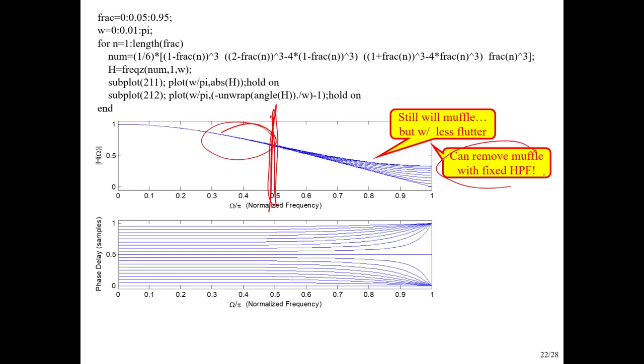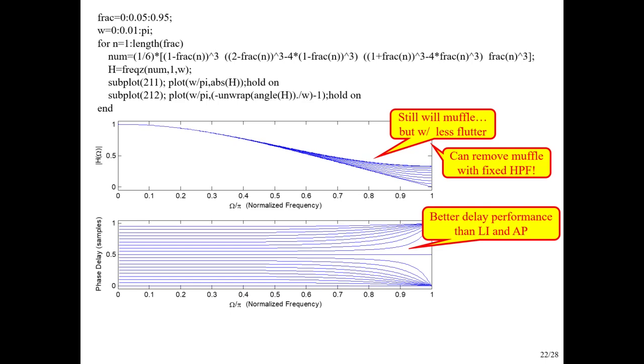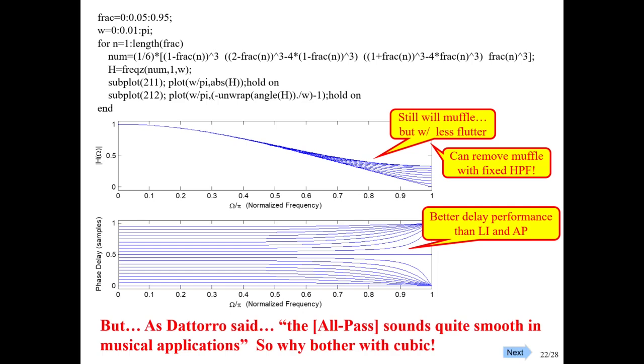But we can always fix that with some sort of fixed high pass filter that we put after this to just boost these values back up. So that's possible. Requires a little extra design work and a little bit extra computational complexity. Much better performance on the phase delay than either linear interpolation or all pass. It's like perfect, straight on, right on the values that we want.